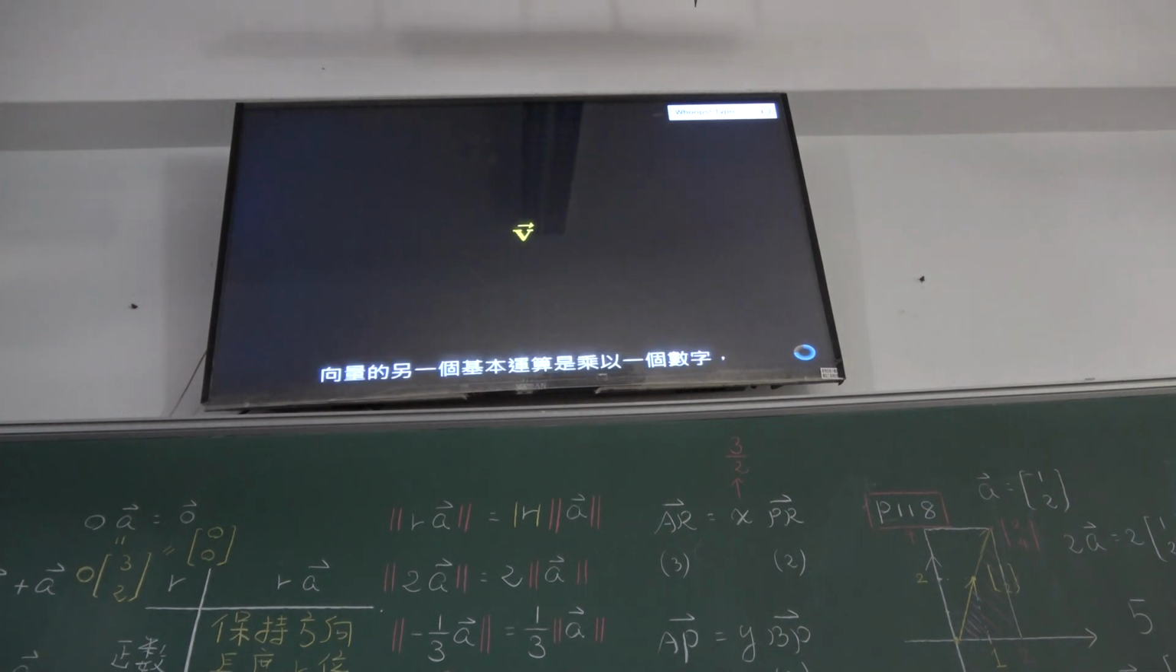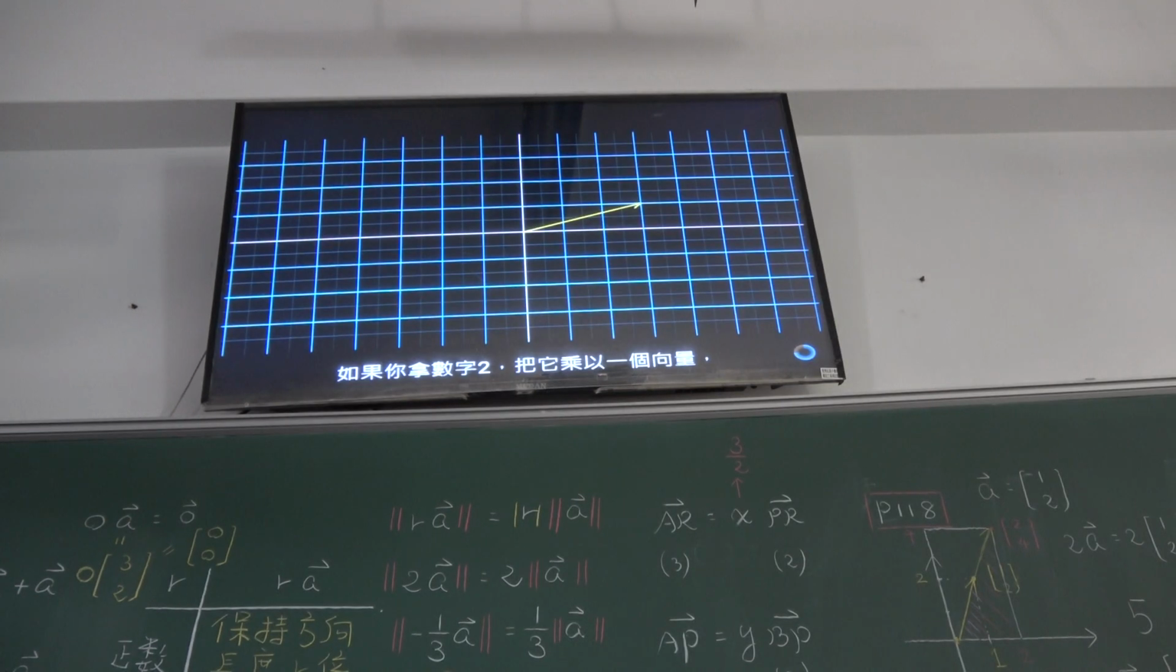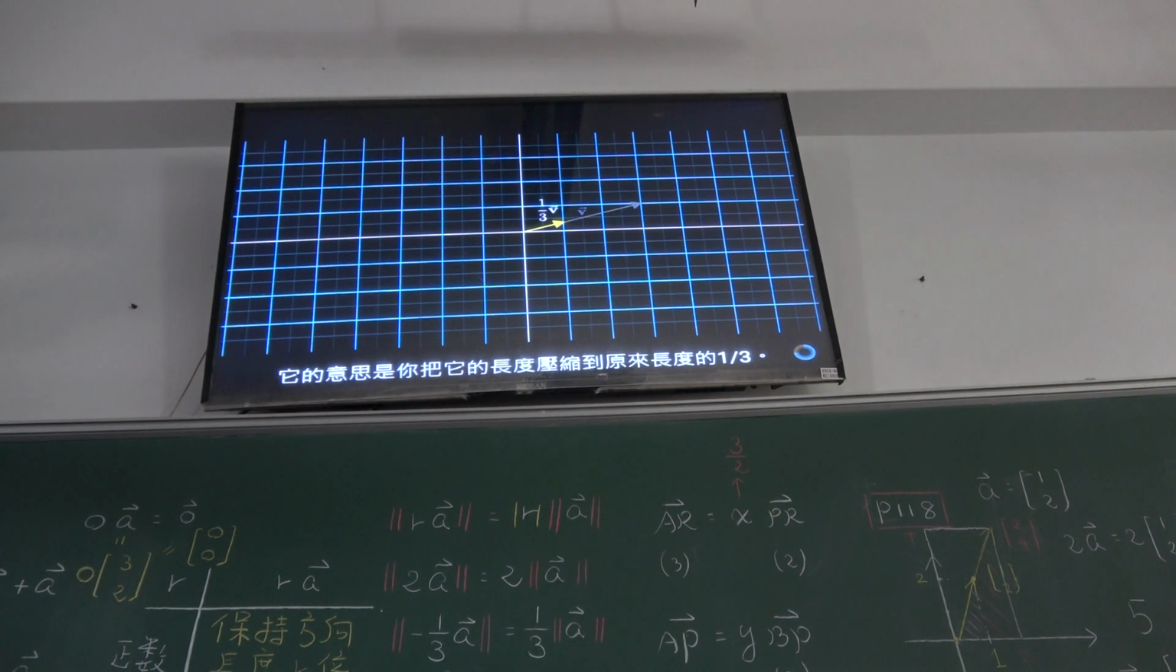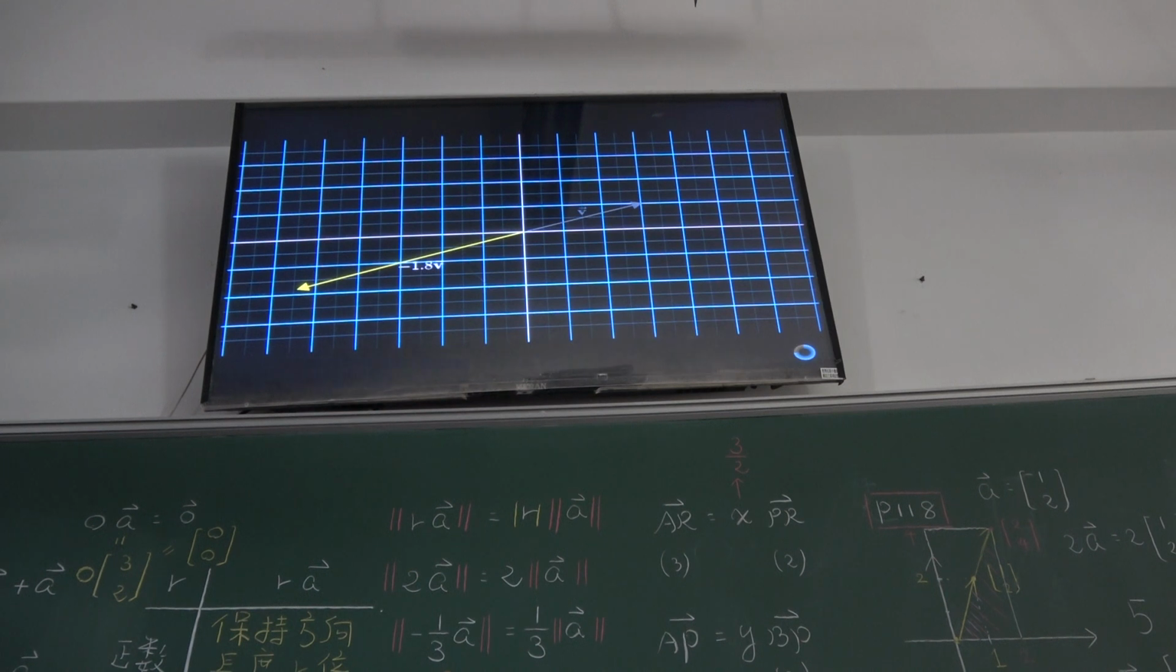The other fundamental vector operation is multiplication by a number. Now this is best understood just by looking at a few examples. If you take the number 2 and multiply it by a given vector, it means you stretch out that vector so that it's 2 times as long as when you started. If you multiply that vector by, say, 1/3, it means you squish it down so that it's 1/3 the original length. When you multiply it by a negative number, like negative 1.8, then the vector first gets flipped around, then stretched out by that factor of 1.8.